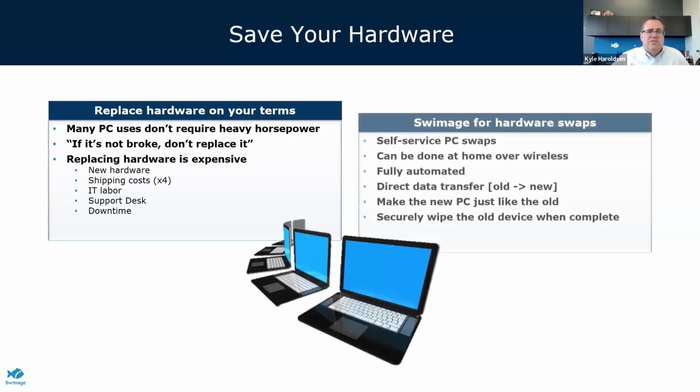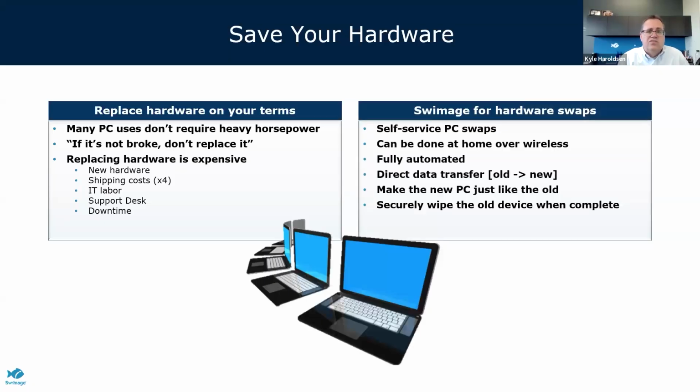But even if you do replace hardware, Swimage can do that. Swimage can do hardware swaps, and we can do it in self-service mode. So you ship out a new machine to the home user, they power it on, and it connects over wireless to the old device, and it does an automatic transfer. It transfers everything from the old machine to the new machine, makes the PC look just like the old machine, and all the settings, all your applications, and all of your data get migrated over.